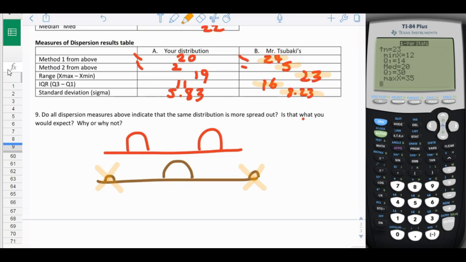So really, it depends on your purpose. And most of the time, what we end up using is the sigma value, the standard deviation, because it is something that gives a weight to every single data point.